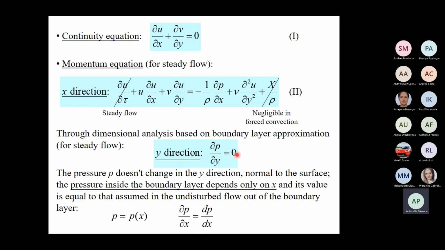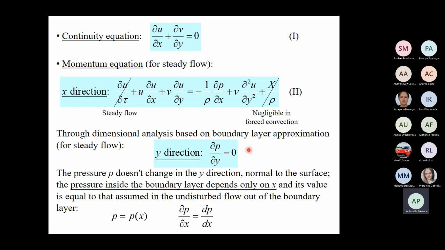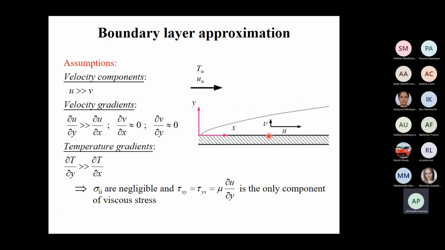It's important, this final expression for the y momentum equation, because it gives us information about the behavior of the pressure inside the boundary layer. Remember which is the axis that we consider: y is the direction normal to the plate. If the derivative of the pressure in the y direction is equal to 0, it means that the pressure does not change in the y direction. It means that, keeping the same x, the pressure inside the boundary layer is exactly equal to the pressure outside the boundary layer.